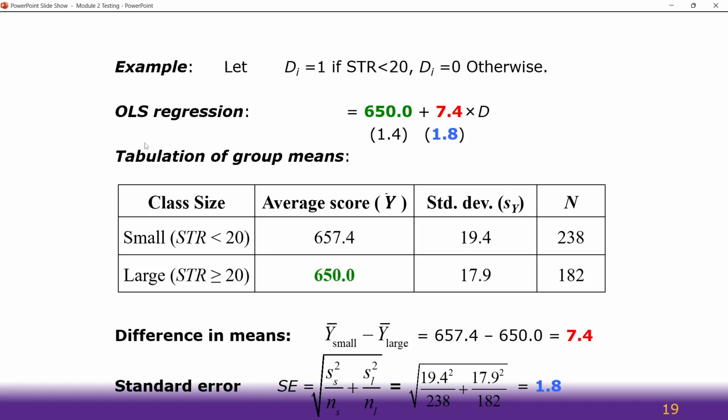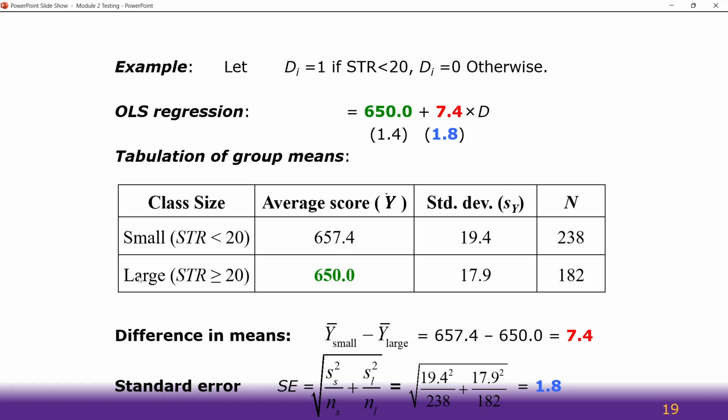Here's the simple example from the regression of test scores on class size. Now, we saw this in another set of slides. If I split everybody up based on their class size, and I say there's one group where the student-teacher ratio is small, the average in that group is 657.4. The standard deviation is 19.4, and there are 238 observations in that group.